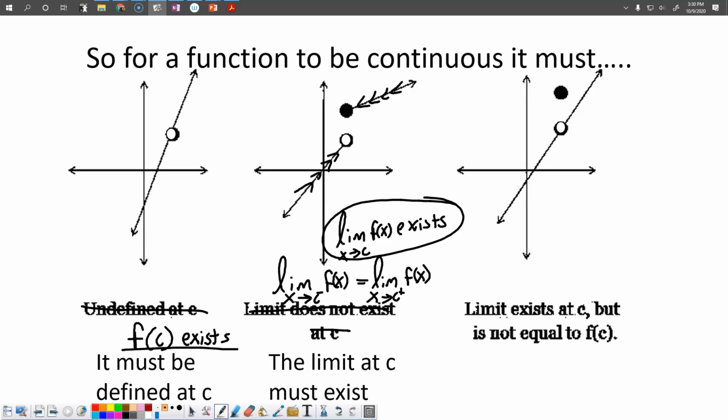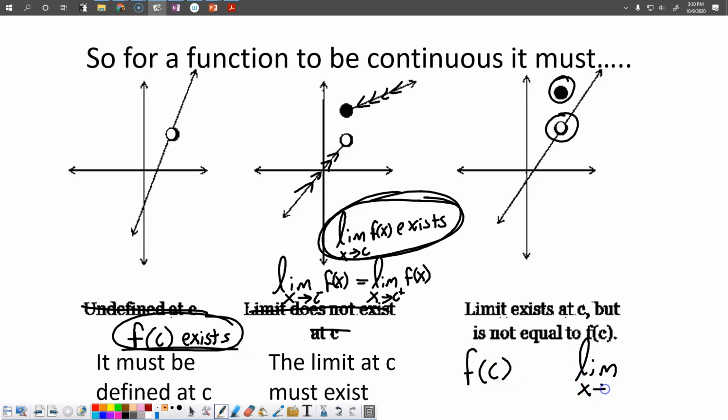Okay? So f of C needs to exist. The limit needs to exist. And then finally, on this example here, the function exists and the limit exists, but the problem is they're not the same. And so here's really the biggest point we have to make. In order for a function to be continuous, the function has to exist and the limit has to exist. And not only do they both have to exist, but they also have to be the same. If you can get that, then you know that the function is continuous.